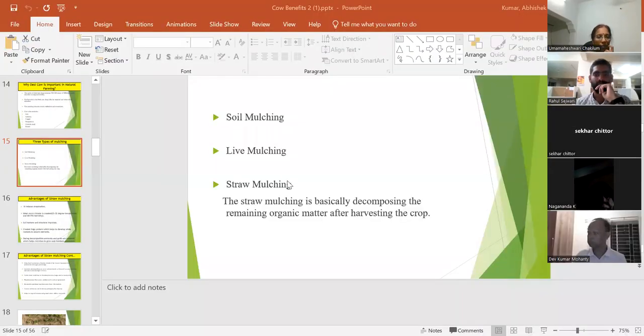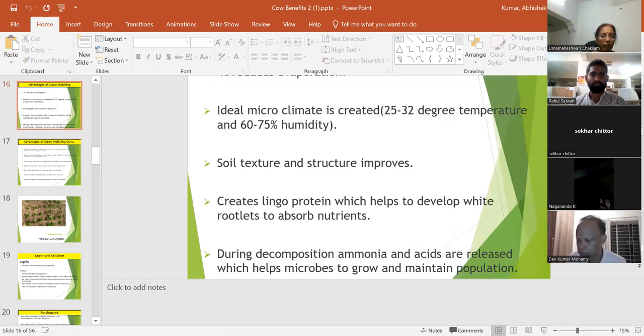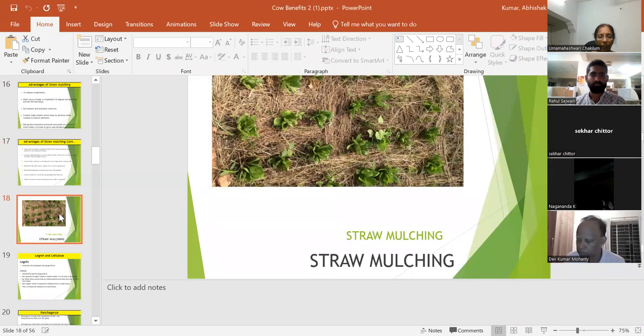Share the screen. So we were talking about soil mulch, live mulch, and the straw mulch. Okay. So now straw mulching, when we do it with the dry mulching like this, over a period of time, it disintegrates. Over a period of time means if you sprinkle Jeevamrit on this, then very soon the action happens. Why? What happens in Jeevamrit? What are you doing with Jeevamrit? You're actually sprinkling the microbes. And these microbes, what do they do? They break down the dry mulch and then it decomposes.